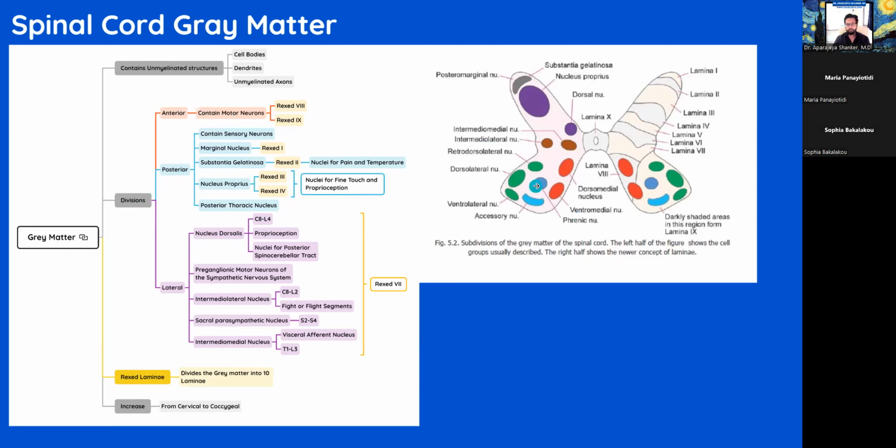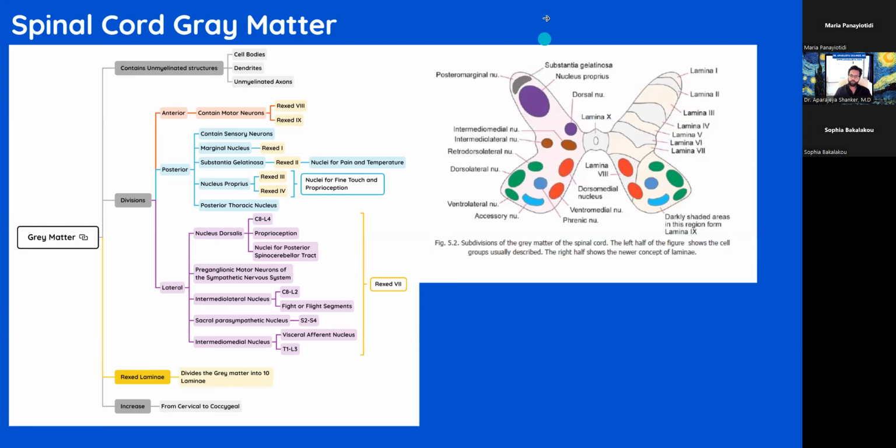So the anterior part, this part, contains the motor neurons in Rexed 8 and 9, right? These motor neurons are responsible essentially for a lot of the motor tracts that are coming out. So remember that this is an outward tract. This is where the lower motor neuron components begin for the motor tracts. Now, if you remember from my previous talk, you have this thing called the upper motor neuron and the lower motor neuron, right?